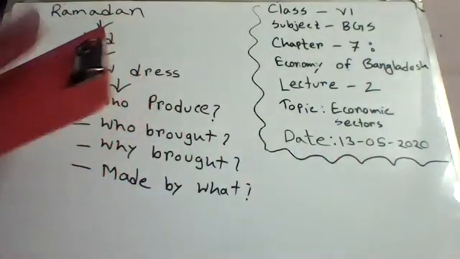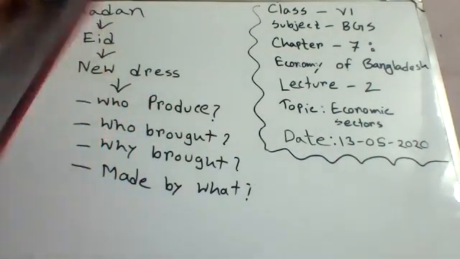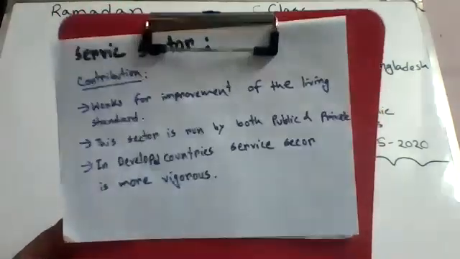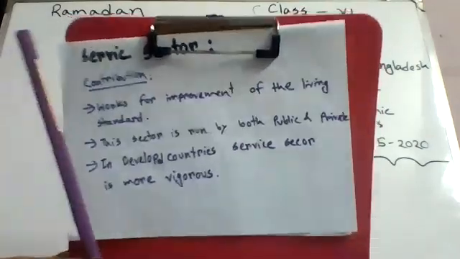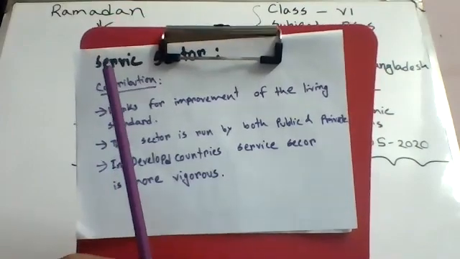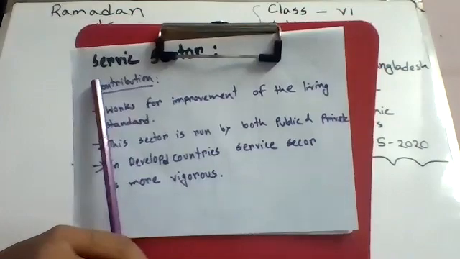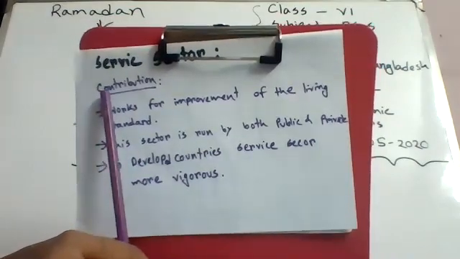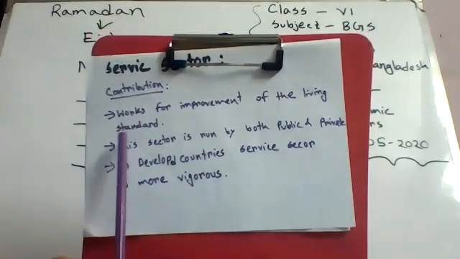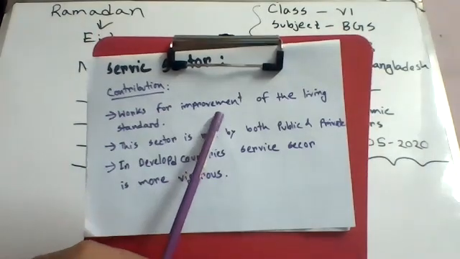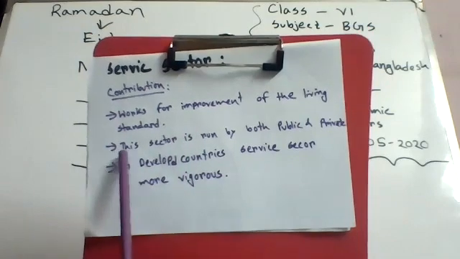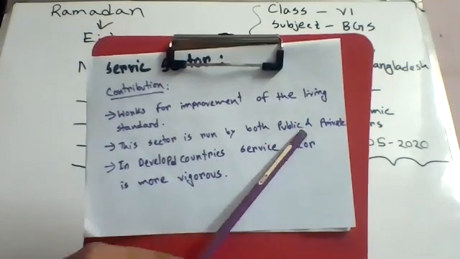Now, service sector. Service sector plays an important role in our economy. Education, healthcare, housing, transport and communication, bank, insurance, public administration, law enforcing agencies are examples of service sector. They have some contributions. Service sector works for improvement of the living standard of people. Service sector is run by both public and private.